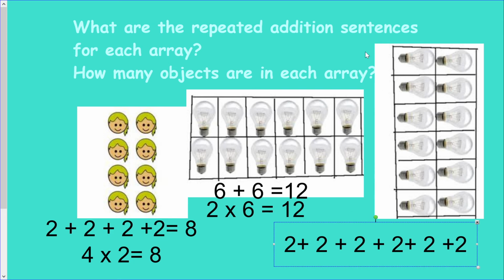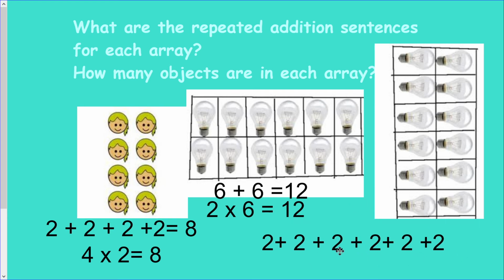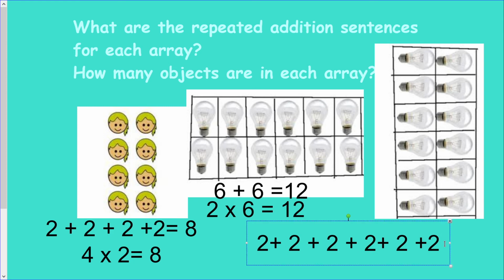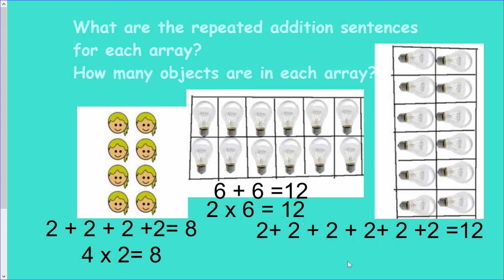Let's count and make sure. 1, 2, 3, 4, 5, 6 2s. And if I add those all together, you're going to count by 2s. So we have 2, 4, 6, 8, 10, 12 would be our answer. So you're still going to have the same answer for your repeated addition sentence, but when you go to make your multiplication sentence, you'll see that it's the same.